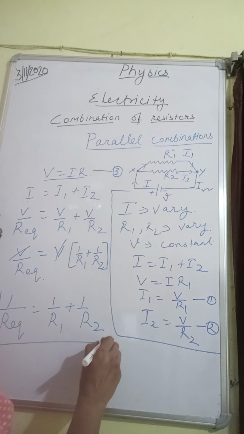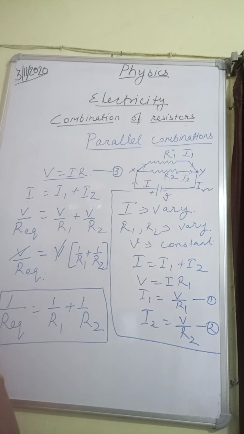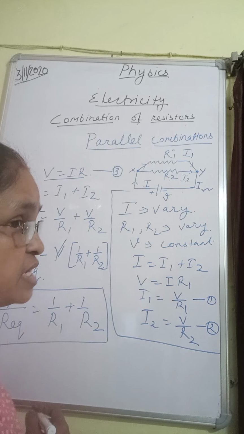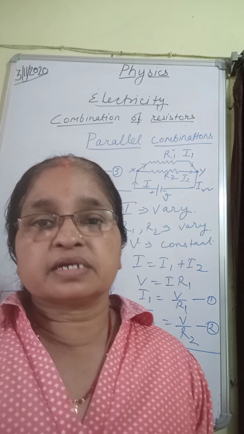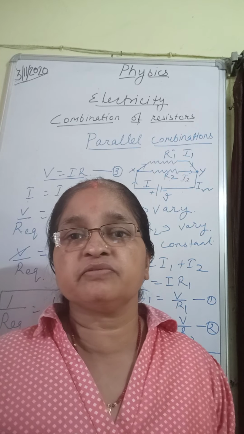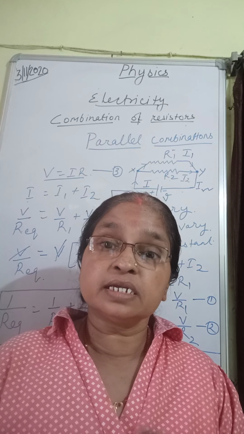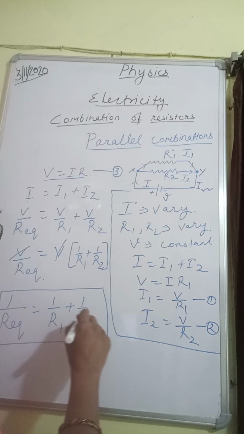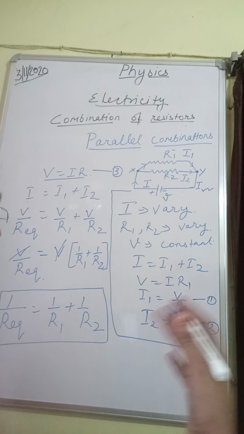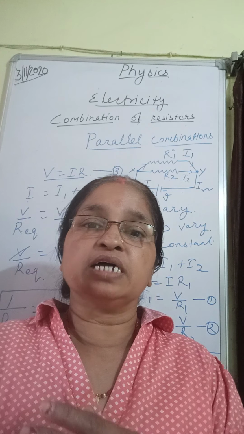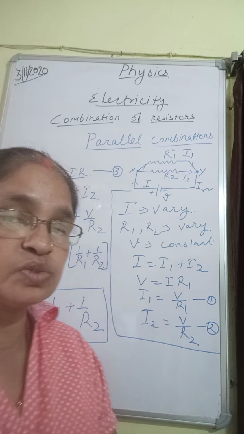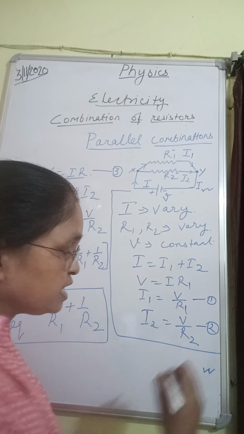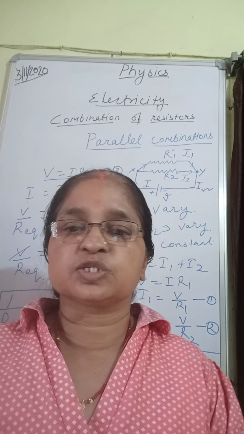This is the formula of the parallel combination. If we connect more than two resistors, then that many terms will be there. If we have taken n resistors, we can write 1 by R1 plus 1 by R2 plus 1 by R3, and so on up to the last, 1 by Rn. So students, up to here, write the conclusion for this and send it to me in the class group. Okay.